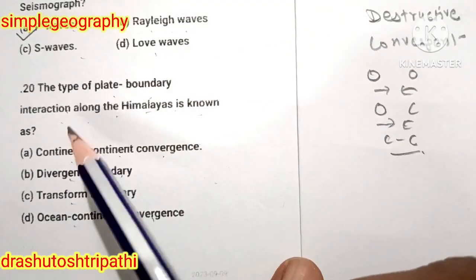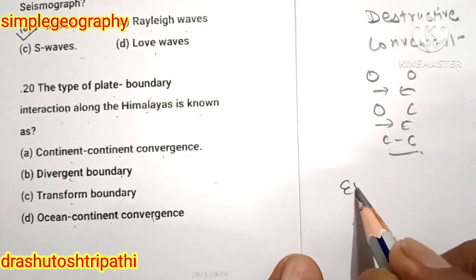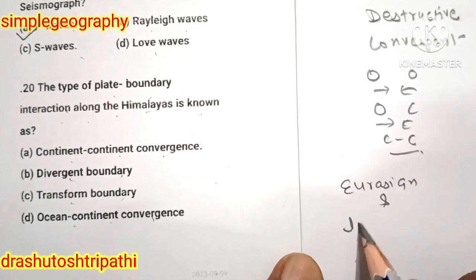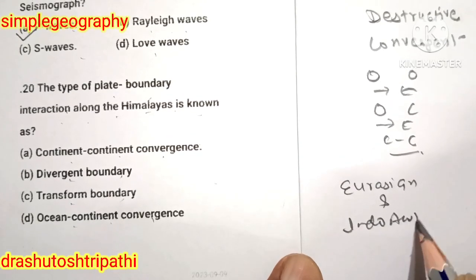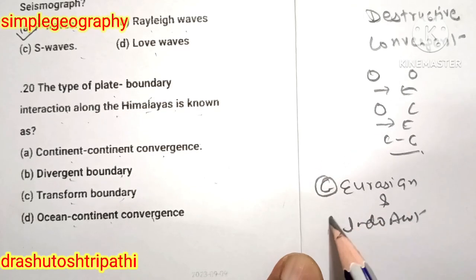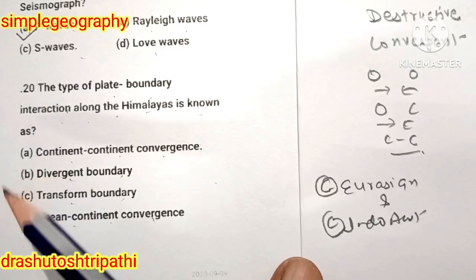See the example. The Himalaya is the result of collision between the Eurasian and Indo-Australian plates. What does it mean? It means both are continental plates. So the answer is continent-continent convergence.